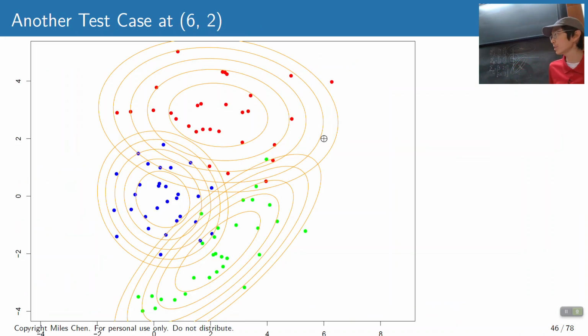Okay, what about this? If you just had to eyeball, which one's going to have the highest probability? Which one's going to have the lowest probability? Just eyeballing. What do you think? The test case is right here, 6,2. Any guesses? A, red, will have the highest probability. Lowest probability, what do you think? B, the blue one. And then the green will be somewhere in between.